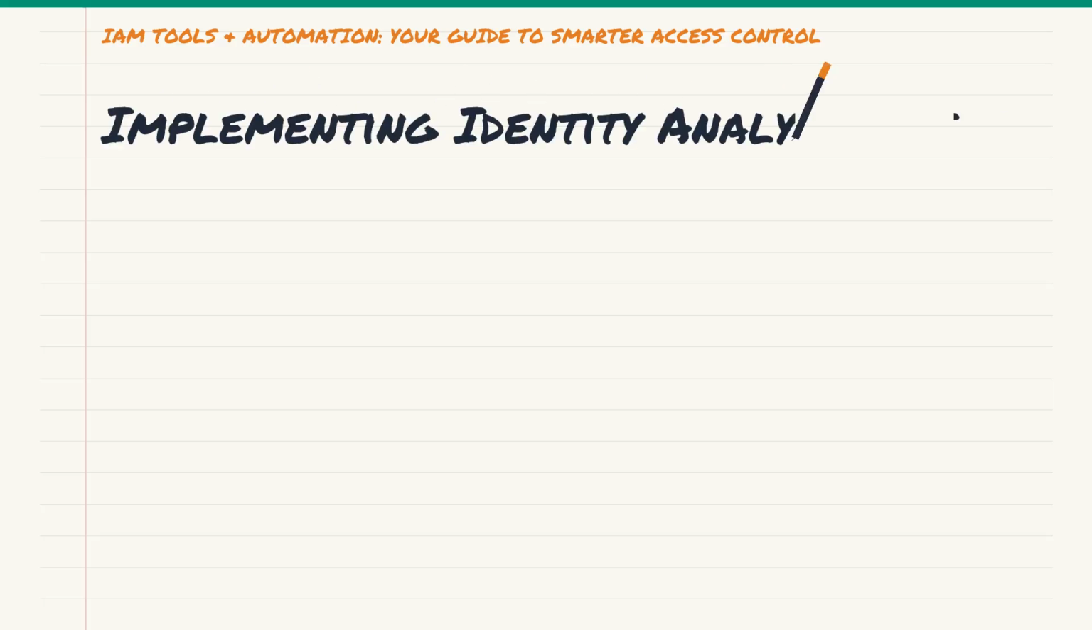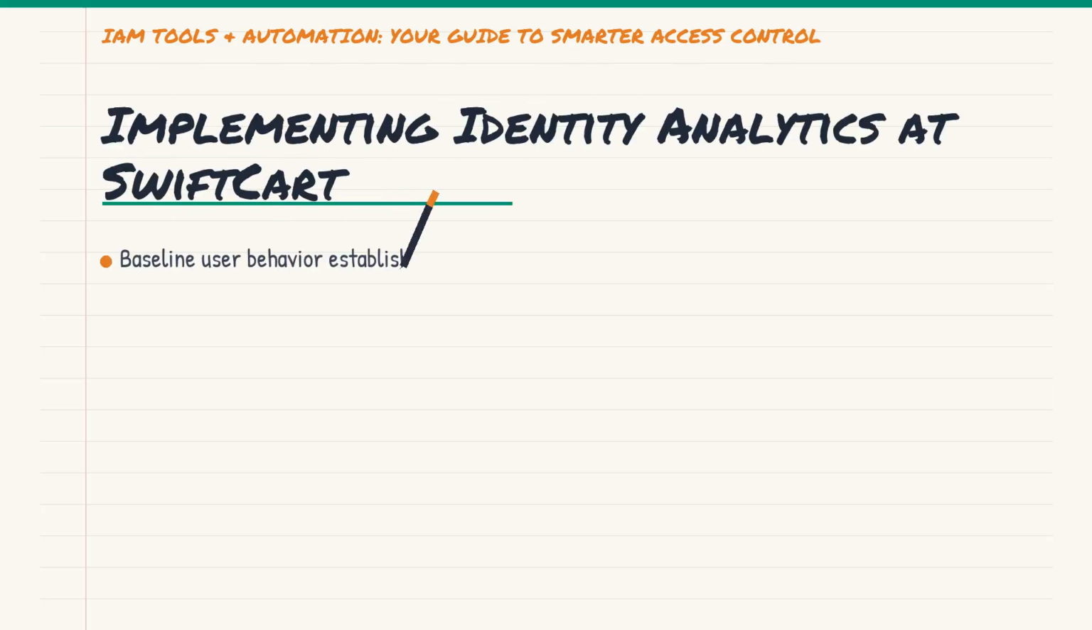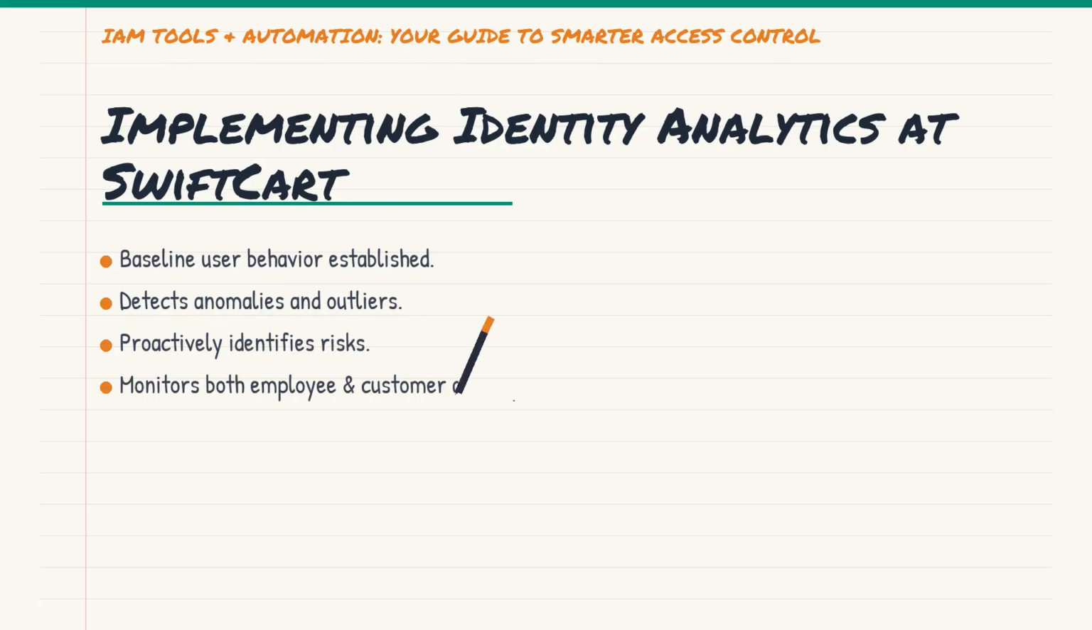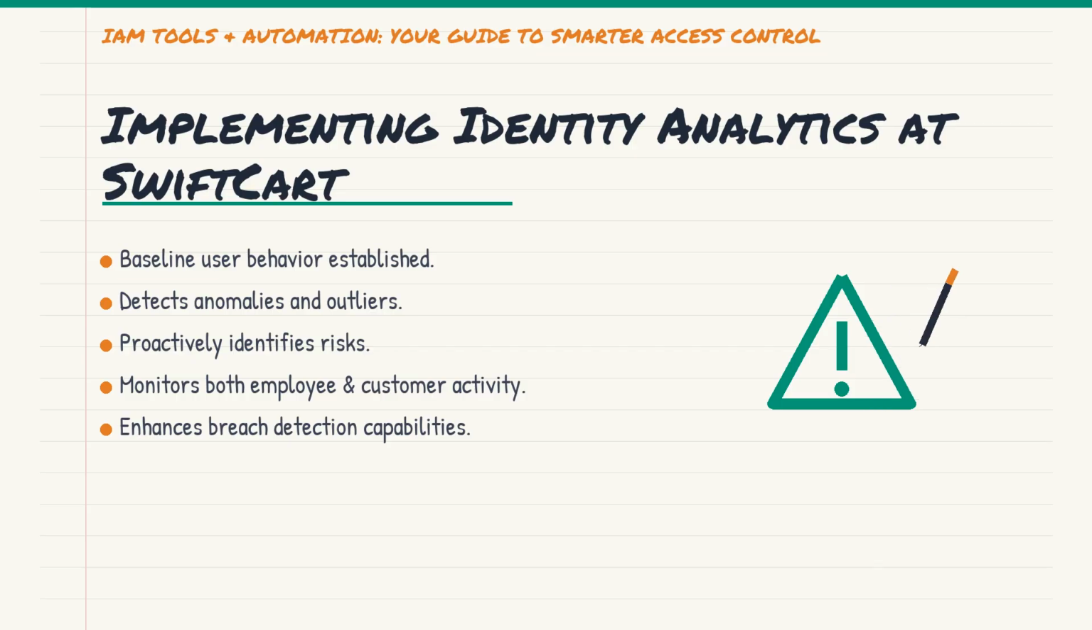To combat evolving threats and insider risks, SwiftCart decides to enable identity analytics and behavioral monitoring within their chosen IAM suite. This means the system will start learning the normal behavior of their employees and even their customers. For example, if a customer service rep suddenly tries to access back-end financial systems, or if a marketing intern attempts to access production server logs, the system will flag this as anomalous. This proactive approach allows SwiftCart to investigate potential misuse or compromise before it escalates.